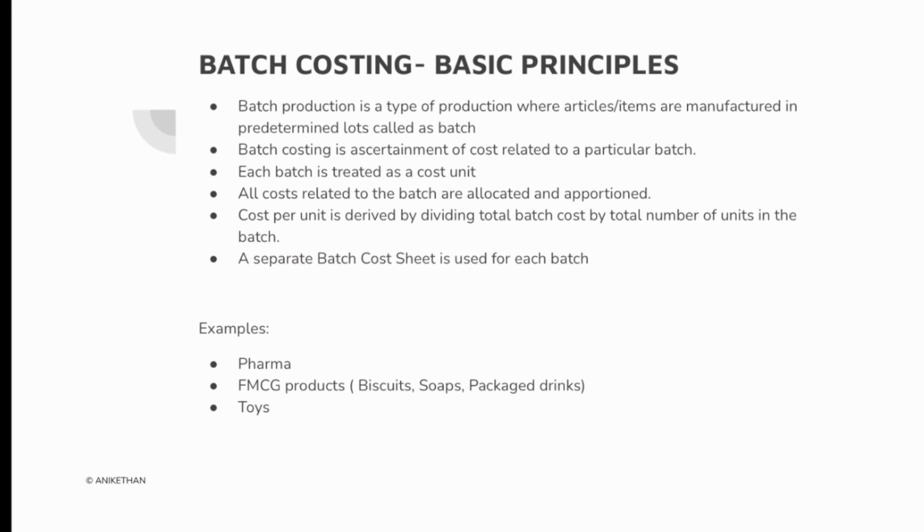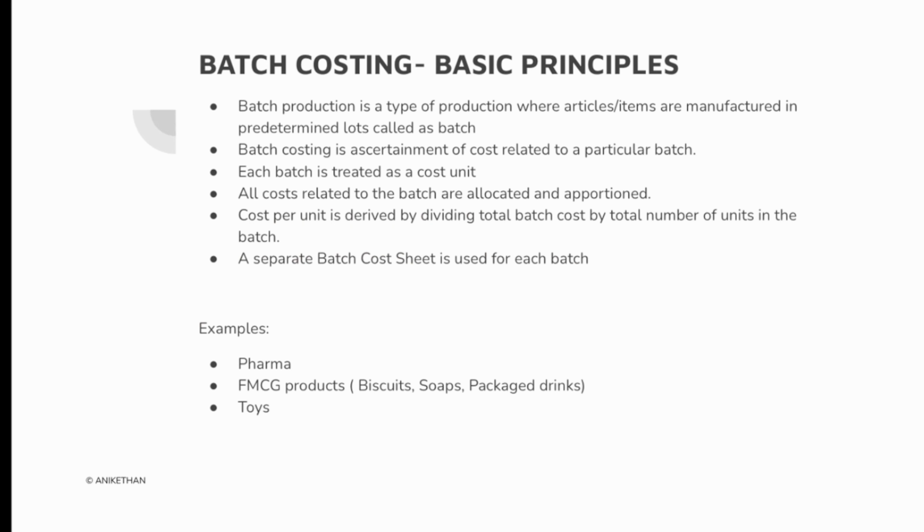So what is a batch? In certain manufacturing facilities, the output is manufactured in predetermined lots. These lots are called batches. For example, 1 lakh units of medicine. All these pharma or FMCG products are produced in batches.